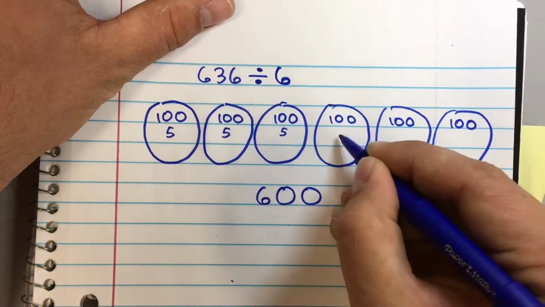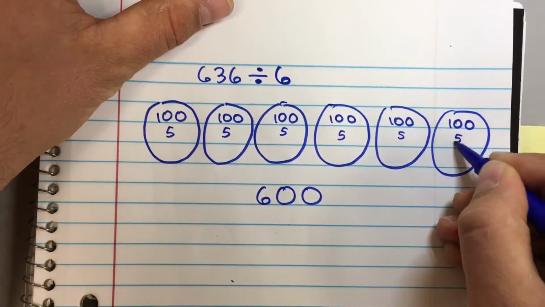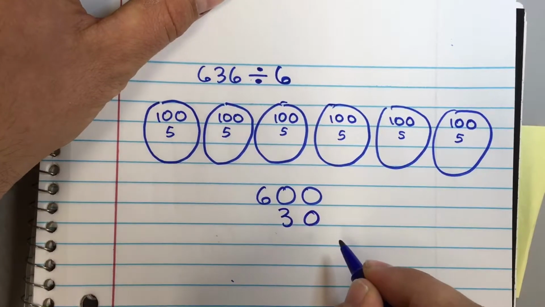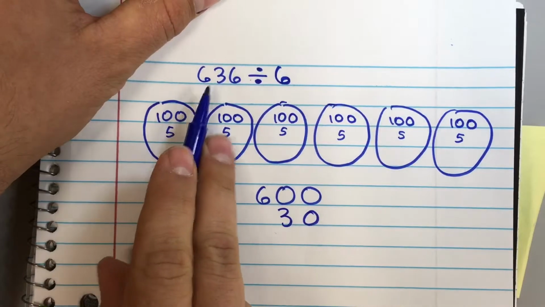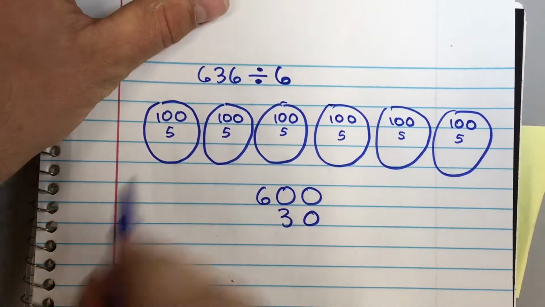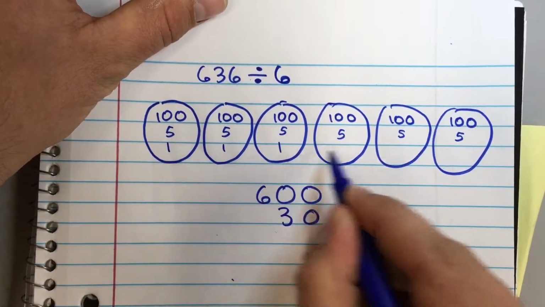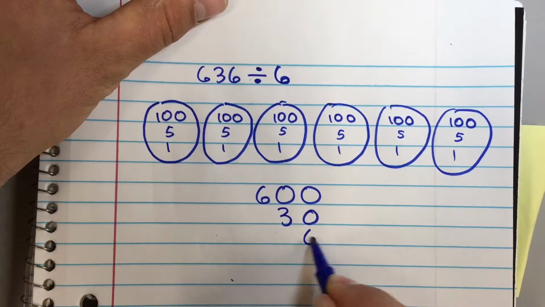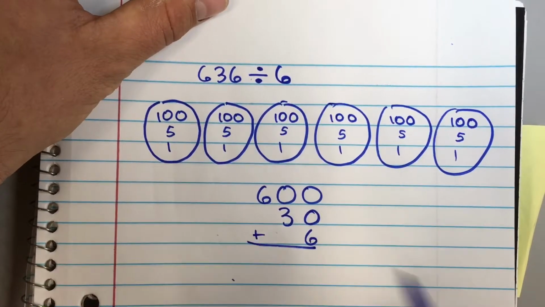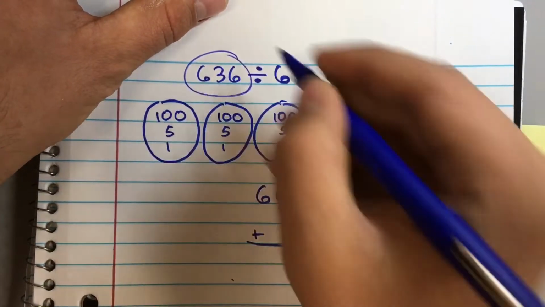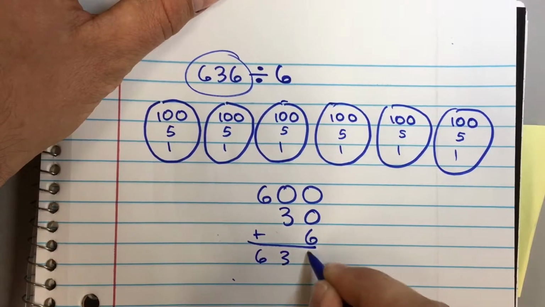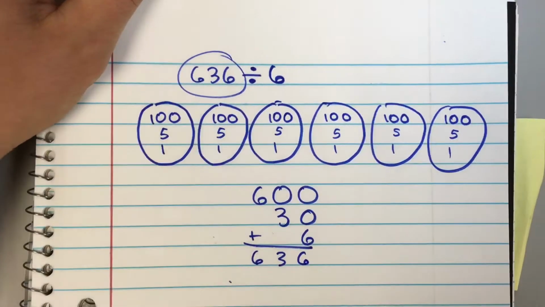5, 10, 15, 20, 25, 30. Now we've passed out 630 cards. And still we have a few cards left over. We have not tipped the scales. Let's pass out 1 card at a time. As you can tell, we have now exactly met our dividend. Our dividend was 636, and we have passed out 636 cards.